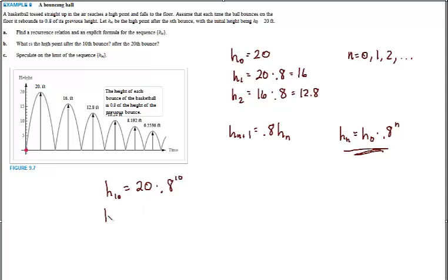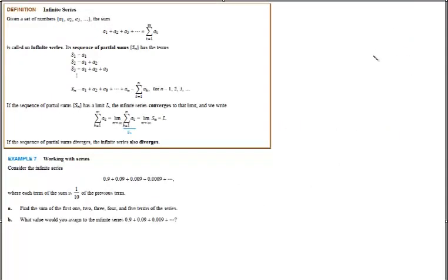What is it after the 20th bounce? That would be 20 times 0.8 to the 20th, and whatever those values are once you crunch them. What's the limit? Looks to me like this ball is eventually going to be at 0 height. So I would say the limit of this sequence is 0.